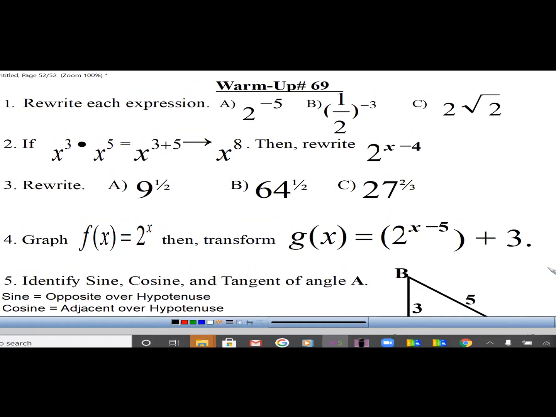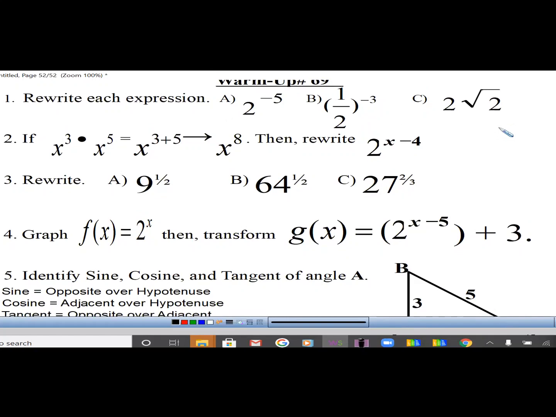Warm-up number 69 is on the screen, and it reads, number one, rewrite each expression. Part A is 2 to the negative fifth power. B, 1/2 to the negative third power. C is 2 square root of 2.